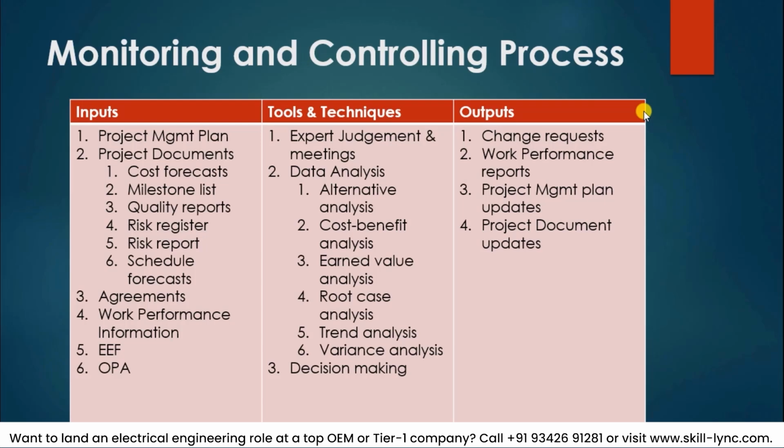So where are we in terms of the cost, in terms of the milestone, in terms of quality, risk, and also schedule, and other forecasts that are being considered. It has all been listed in the documents that we have already prepared in the previous stages. So we monitor each and every one of the criteria here against the current actual one and take control of it. And also we look at the agreements that we have made and work performance information that we have collected in the previous stages, and EEF and OPA.